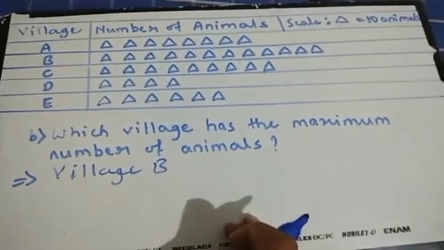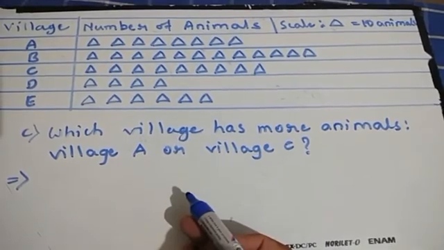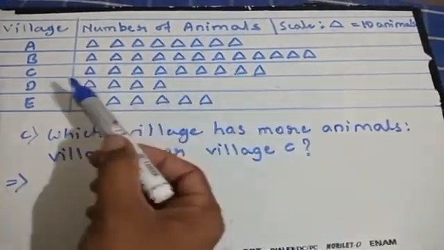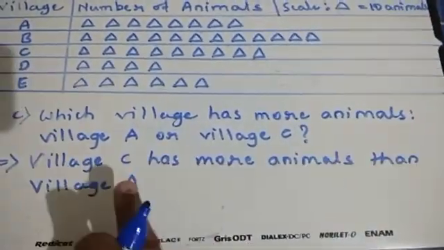The next question is, which village has more animals, village A or village C? We can see here village A has 80 animals and village C has 90 animals. Therefore, we can say that village C has more animals than village A.